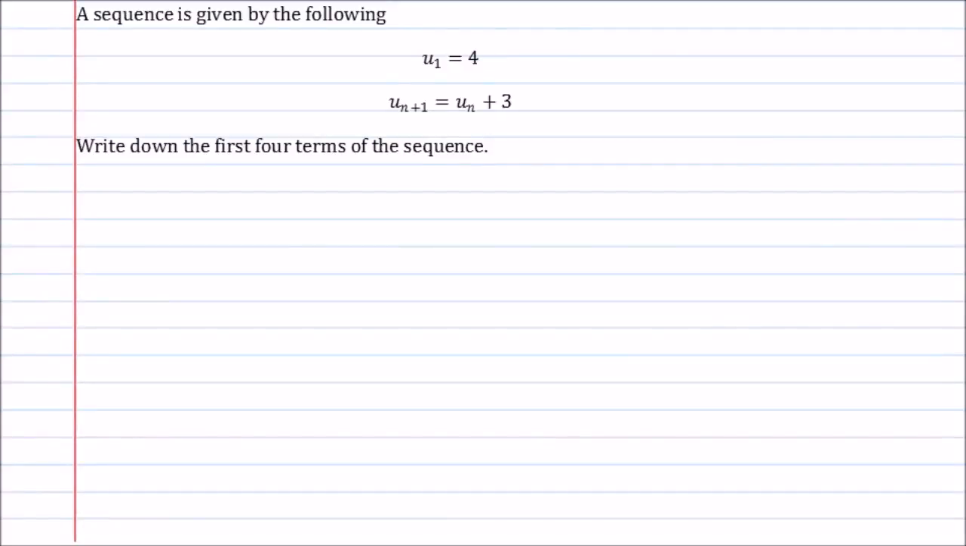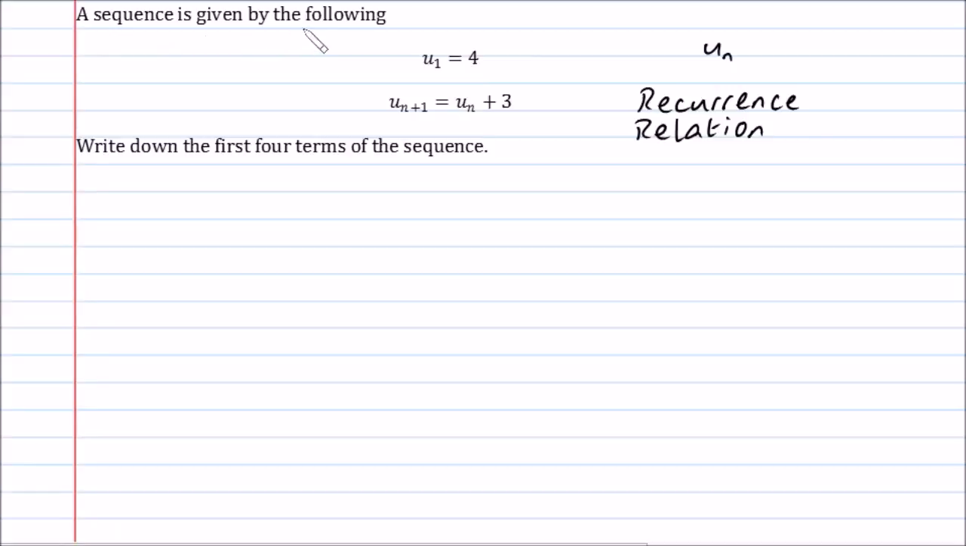Hi. Now, in some sequences, it is not possible to write an expression for un. But what we can do is use the previous term to determine the following term. That is called a recurrence relation, and here we have such a case. For recurrence relations, you are given the first term of your sequence because you need a starting point.